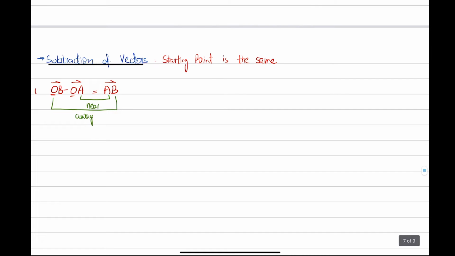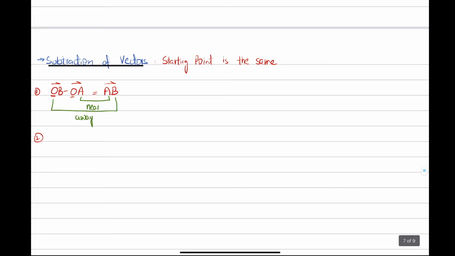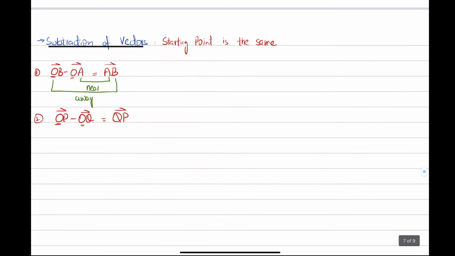Let's do more examples. Let's say that you have OP minus OQ. The first question you need to ask yourself is, can I subtract these two vectors? If the answer comes out to be yes, which it will, why? Because the starting point is the same. Then the next question you need to ask yourself is, what is the result going to be if these two vectors are subtracted? So what's closer to the equals to sign? Q. And what's away from the equals to sign? P. So the result is going to be QP.